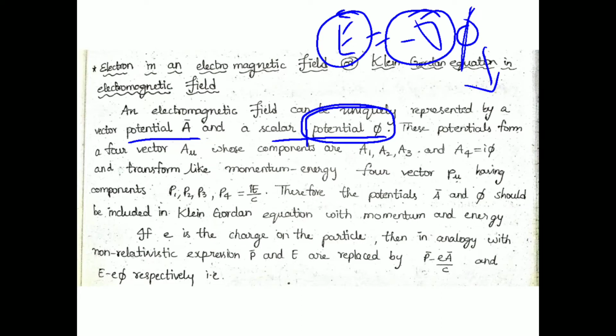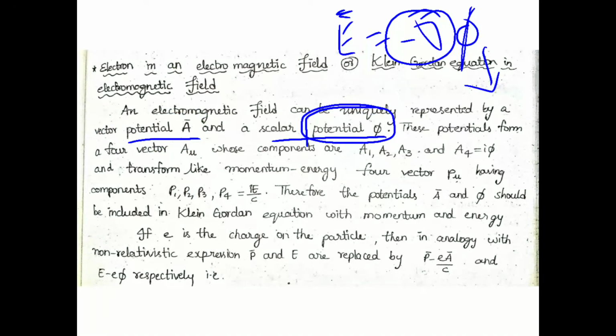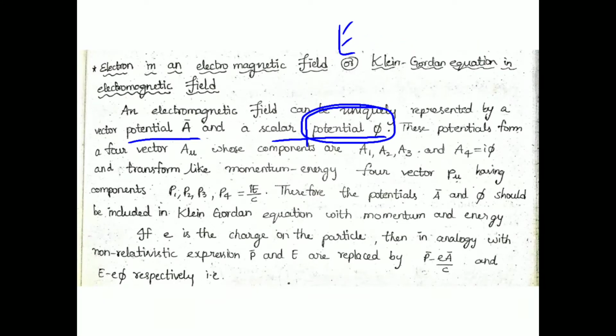Another quantity we have is the vector potential, because B is equal to curl A. This vector potential tells about the magnetic field, and the scalar potential tells about the electric field, as the electromagnetic field is a combination of both. Hence we use these two potentials to define them. The respective potentials we are going to use.